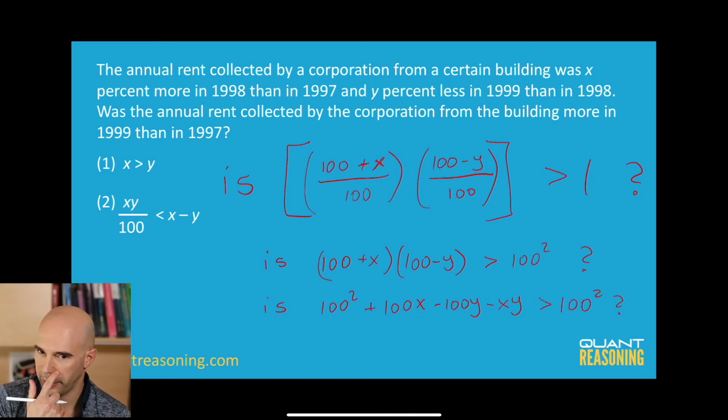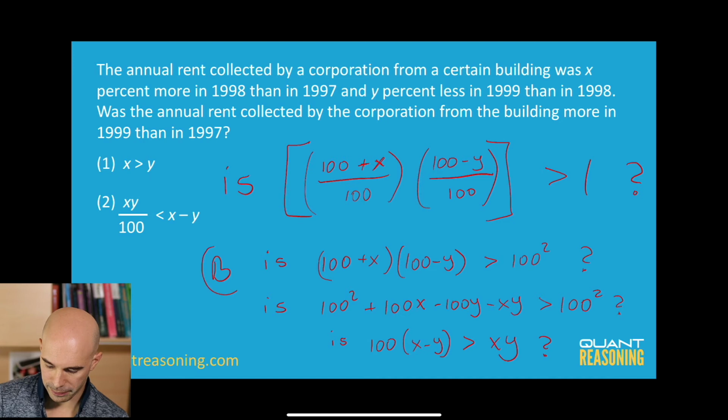Yeah, it ends up being that statement 2 tells us exactly what we wanted to know, because once I subtract 100 squared from both sides, I'm left with 100(x - y), right? Is that greater than, and I'm going to add xy to both sides, like that. And if you just divide both sides by 100, you get exactly what statement 2 is telling us. So statement 2 answers the question definitively, and statement 1 does not.